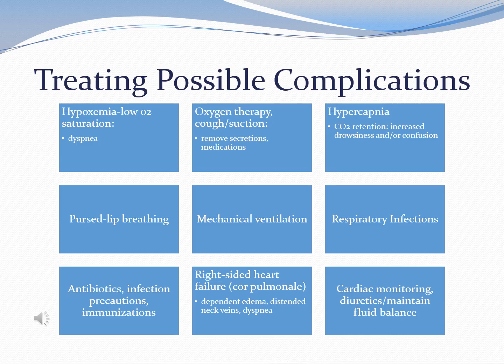Respiratory infections, oxygen therapy, antibiotics, infection prevention, and immunizations are all absolutely necessary given that these patients are at much higher risk for infection. And then we've got the right-sided heart failure, so the cor pulmonale, which will leave us with some dependent edema, distended neck veins, shortness of breath. Cardiac monitoring, diuretics, these are all really helpful. And then trying to lessen and decrease the things that are actually leading to the cor pulmonale.